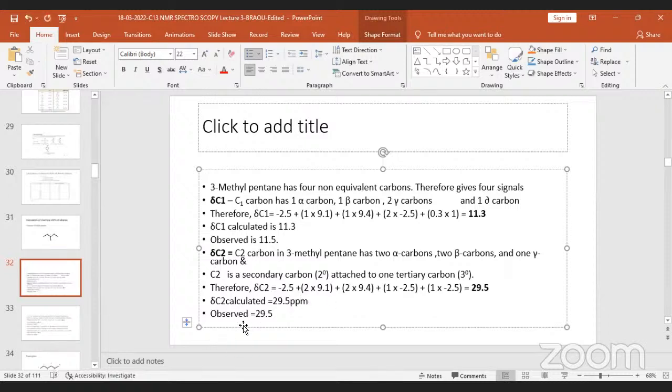And observed value is 29.5 ppm. It's exactly the same. Okay, so this is how you can calculate the chemical shifts of various carbons. And let us see the third one.